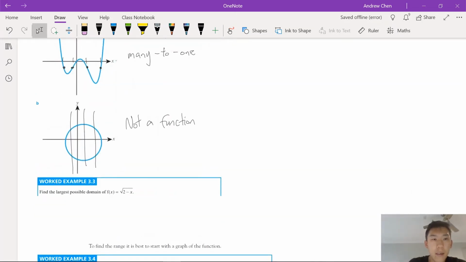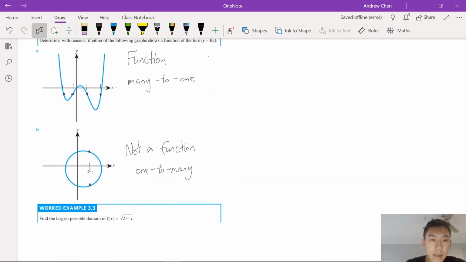All right, following that, let's have a look at B, our circle. Let's just say I pick a point here on the x-axis. Let's call it x1. See how at this x value there's two y values? So we just call this a one-to-many, and it doesn't pass the vertical line test. A one-to-many relation will not pass the vertical line test, obviously, because every time you draw a vertical line, it's going to pass through more than 1 point. So this is why B is not a function.